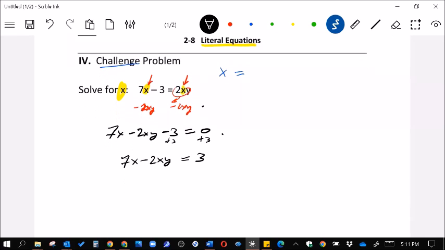And now I have it where I have the x's next to each other or together. What that means now, because both of these terms have an x, I can take out a common factor, a number that is common to both of them. And remember, this is the opposite of the distributive property, or it can even be considered the distributive property. So now I have x times, in parentheses, 7 minus 2y, close parentheses, equals 3.